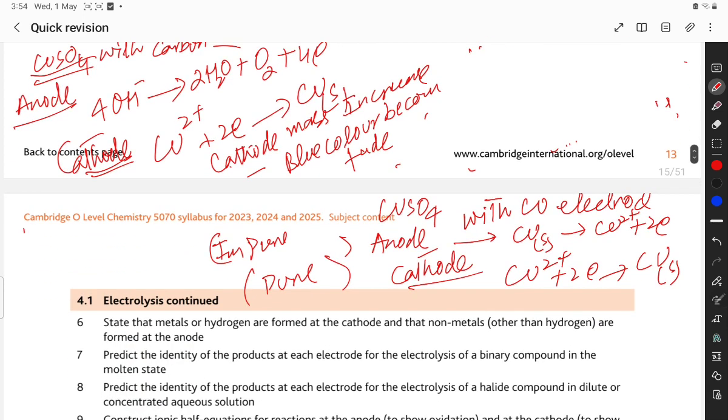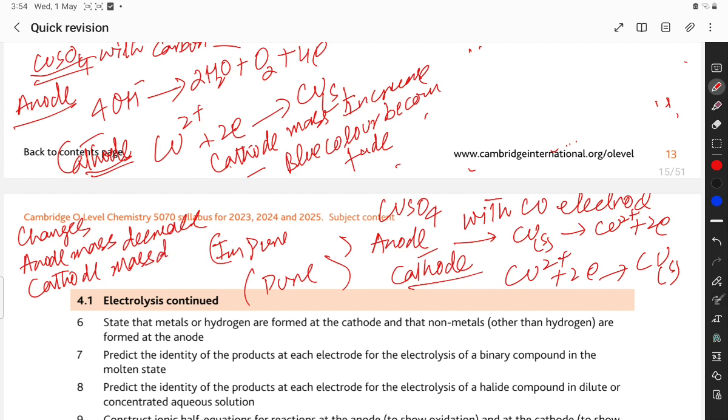Blue solution changes, anode mass decrease, cathode mass increase, and color remain blue. So these are the changes after the electrolysis.